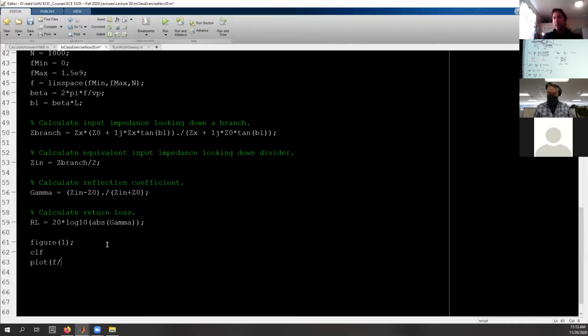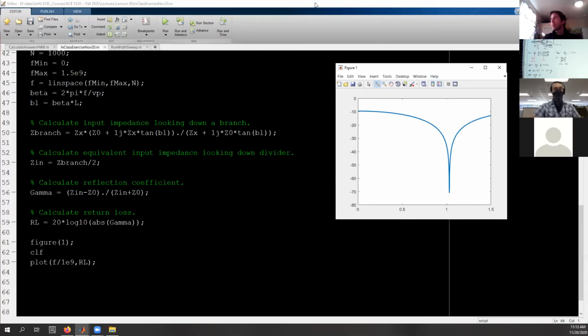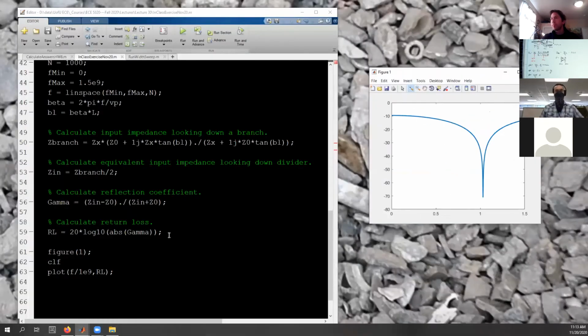Plot F. We'll divide it by a billion, so we're just going to have units of gigahertz, and then RL. Okay, and then we'll see how that looks. And there you go. Oh, it's right around 1 gigahertz, just like that. So let's touch it up a bit. And then we'll say axis, F min, F max, like that. And then we'll go negative, oh, I don't know, 40 and 0.